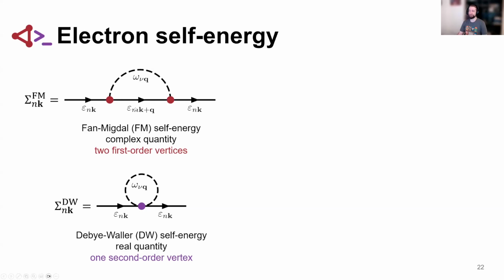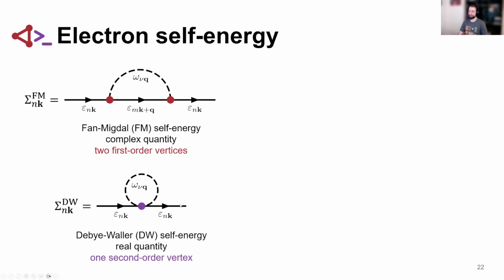So it now travels with an energy epsilon mk plus q, so it scatters somewhere. And then the phonon is reabsorbed at a later time, once again an interaction point, and you get back to your initial state with epsilon nk. And this diagram effectively changes the energy of your traveling electron by including electron-phonon scattering processes.